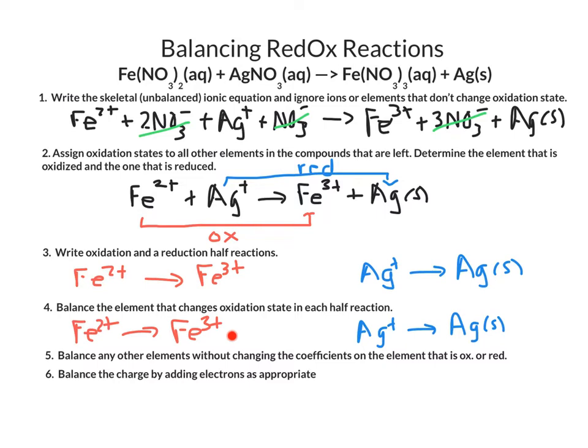on the product side. On this half reaction, we have a positive 1 charge on the reactant side and a 0 charge on the product side. So we're going to need to add an electron onto the reactant side to make sure that both sides have the same charge. So that's going to look like this. We have iron 2+ goes to iron 3+ plus an electron. And then we have silver plus an electron goes to silver 0 solid.